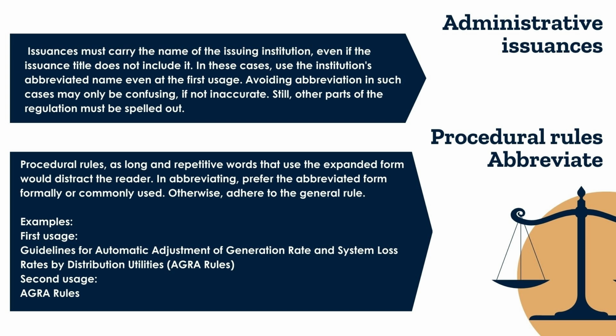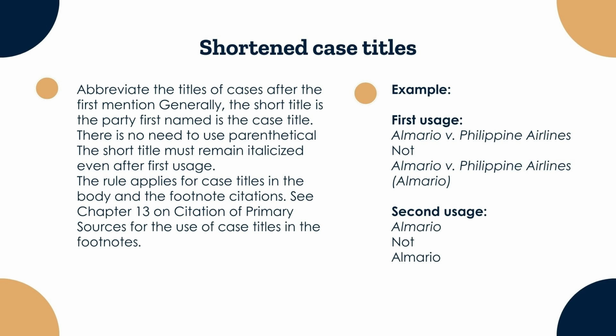Administrative issuances. Issuances must carry the name of the issuing institution, even if the issuance title does not include it. In these cases, use the institution's abbreviated name even at the first usage. Avoiding abbreviation in such cases may only be confusing, if not inaccurate. Still, other parts of the regulation must be spelled out. Procedural rules. Abbreviate procedural rules, as long and repetitive words that use the expanded form would distract the reader. In abbreviating, prefer the abbreviated form formally or commonly used. Otherwise, adhere to the general rule. Examples: first usage, Guidelines for Automatic Adjustment of Generation Rate and System Loss Rates by Distribution Utilities, AGRA Rules; second usage, AGRA Rules.